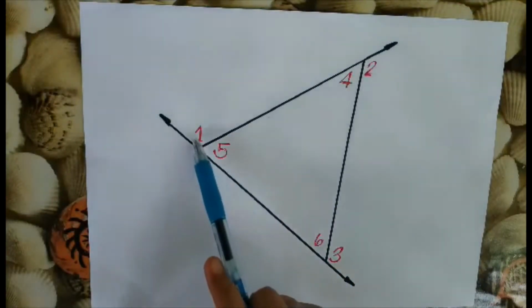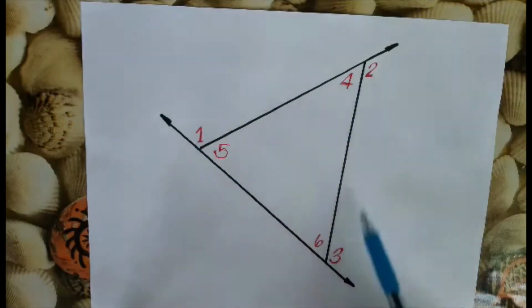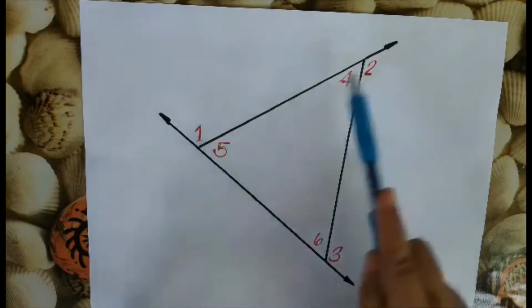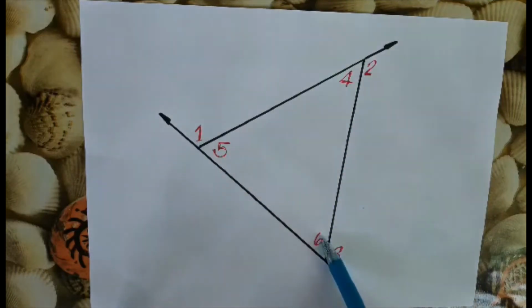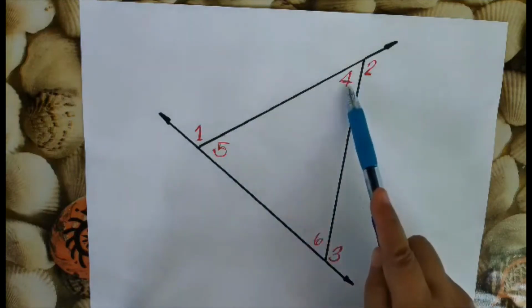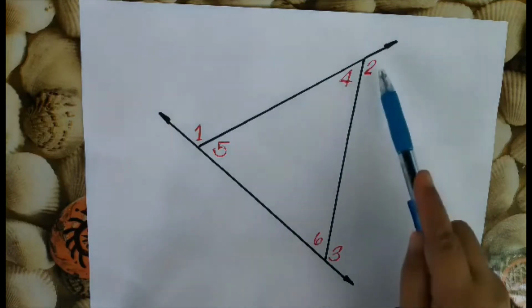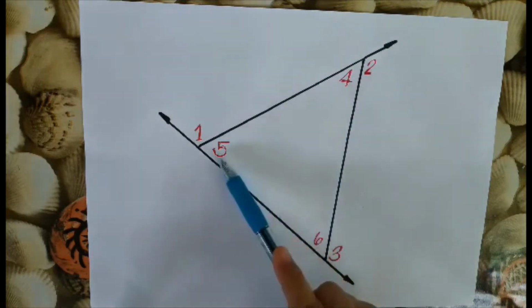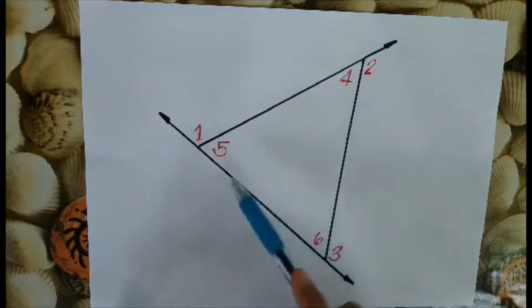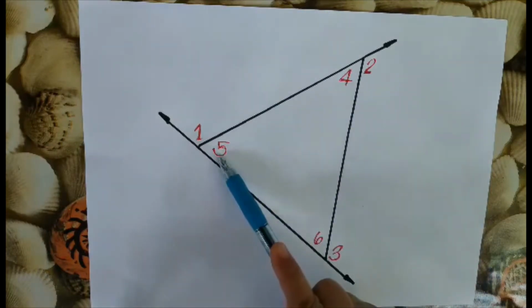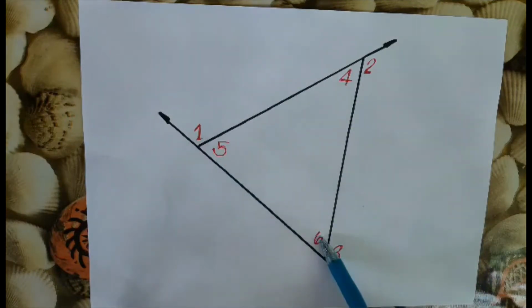So we have here angle 1, angle 2, and angle 3 as the exterior angles of the given figure. Angle 1, its remote interior angles are angle 4 and angle 6. So therefore, the measure of angle 1 is greater than the measure of angle 4 and angle 6. Angle 2 is another exterior angle. Its remote interior angles are angle 5 and angle 6. The measure of angle 2 is greater than the measure of angle 5 and the measure of angle 6.